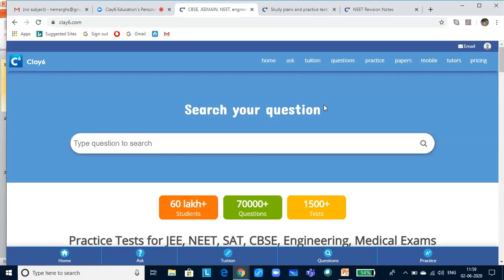Covering biodiversity conservation and environmental issues together in one session. Briefly, I will run through how to access revision notes and tests in classics.com. Open the classics.com page, click on practice.